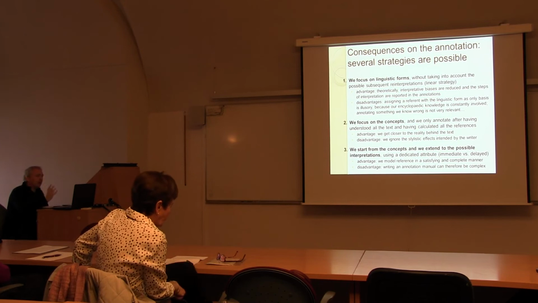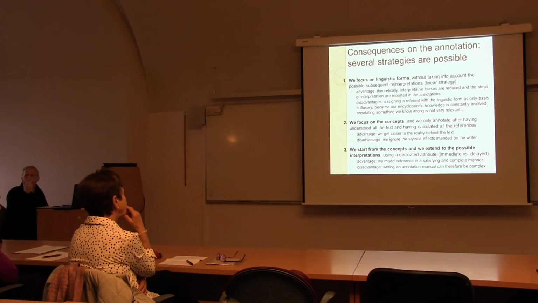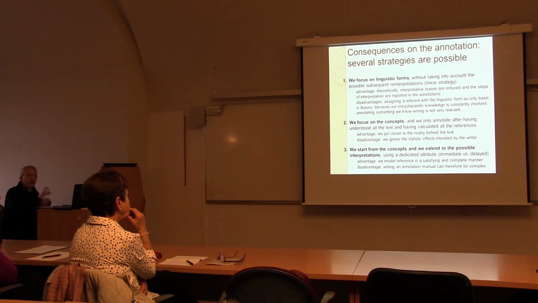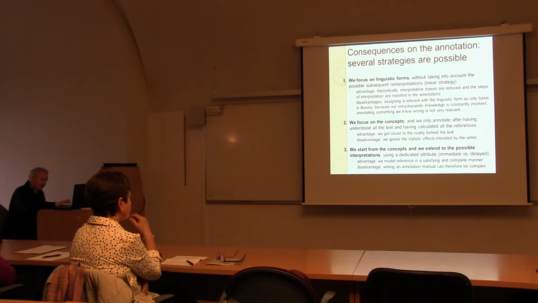So, one important thing is that we have three possibilities when we annotate the text. The first one is to focus only on the linguistic forms, that is the text that primes, without taking into account the possible subsequent reinterpretations and without taking into account the fact that there is an evolution of the reference from the beginning to the end of the text.